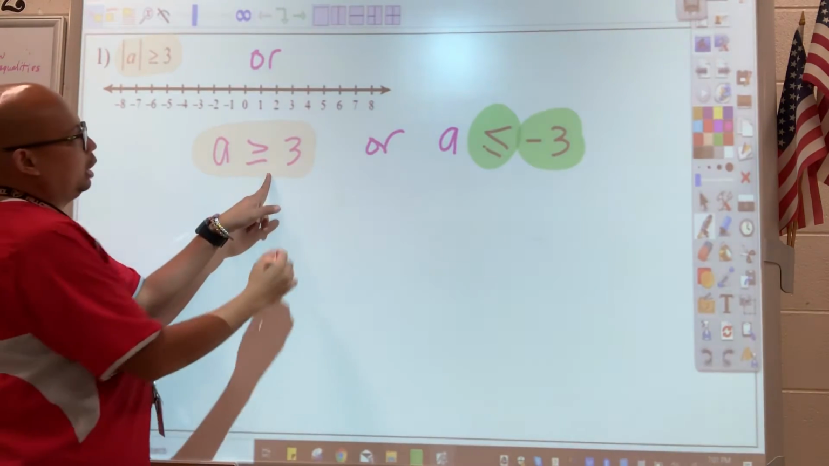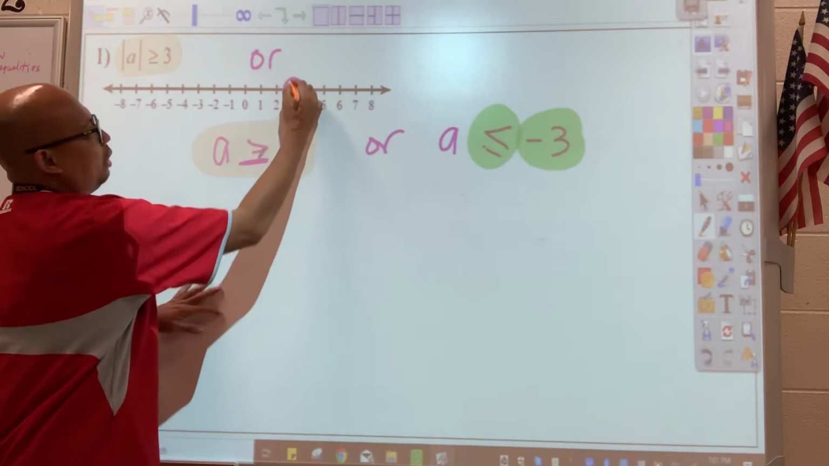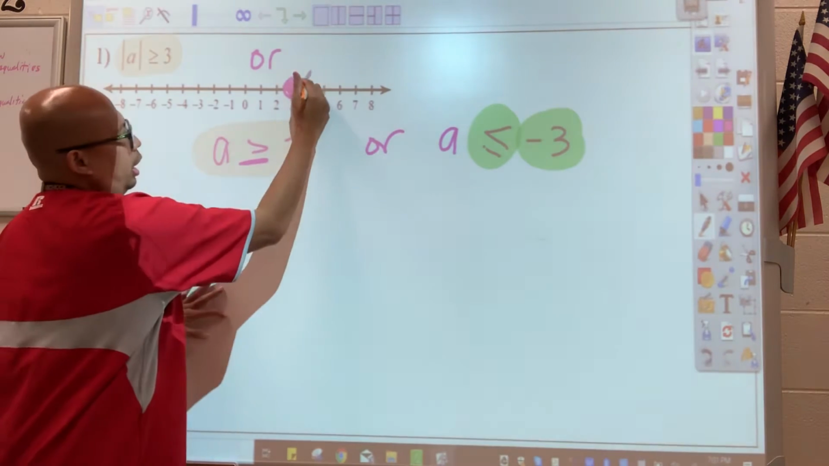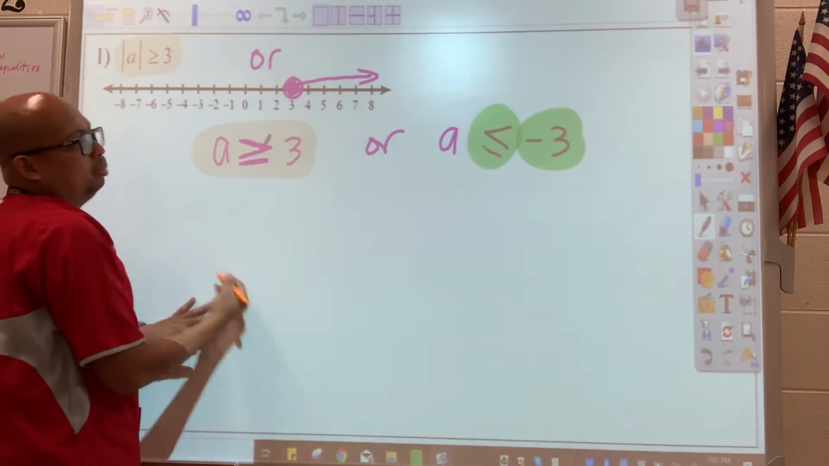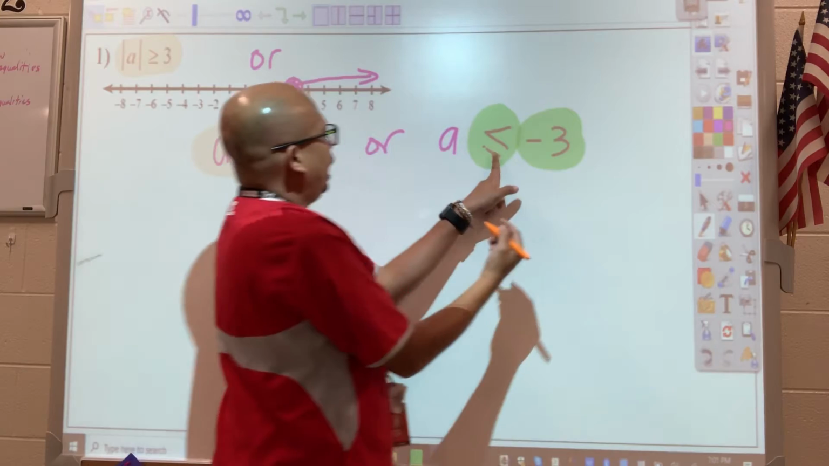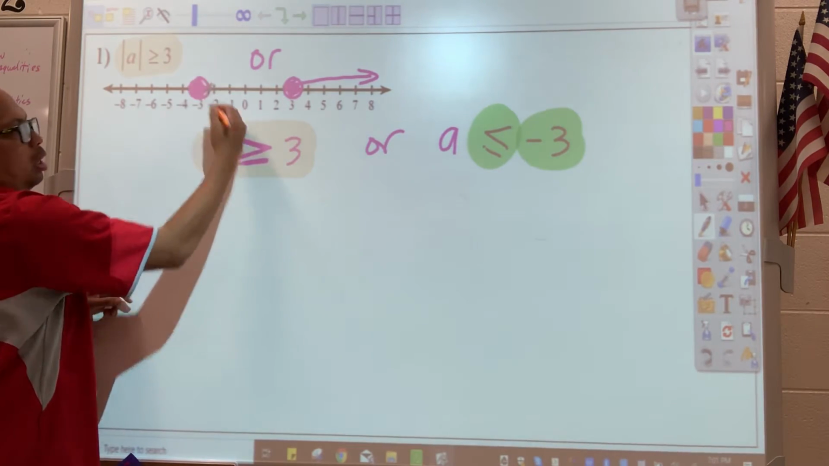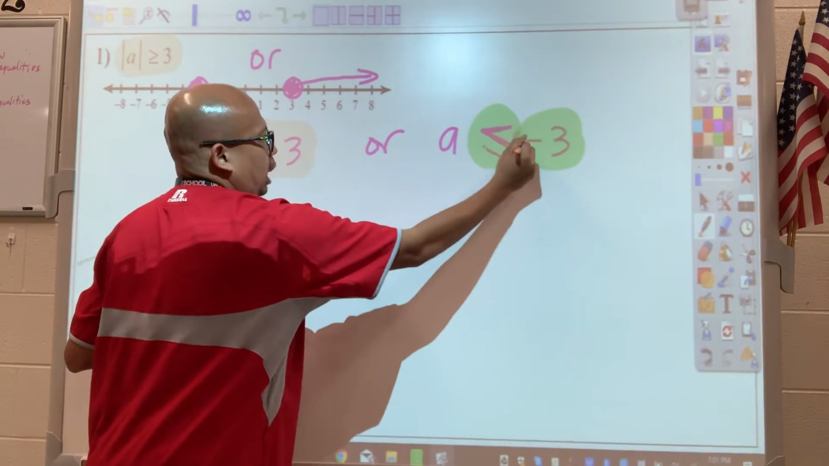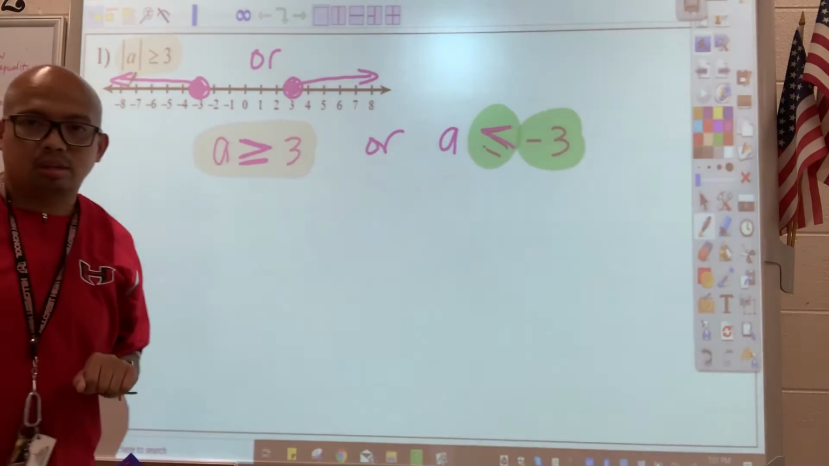A greater than or equal to 3, the 3 is right here. This will be closed. And what are the numbers bigger than 3? Everything on the right side. And again, this is pointing to the right. While the other one, negative 3, is right here, which is also going to be closed. That's negative, but it's pointing to the left, so everything on the left side. And that's our answer.